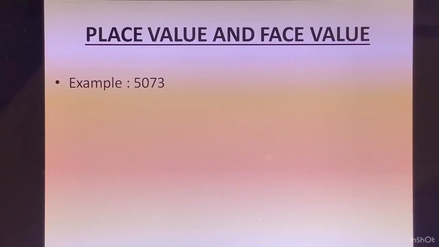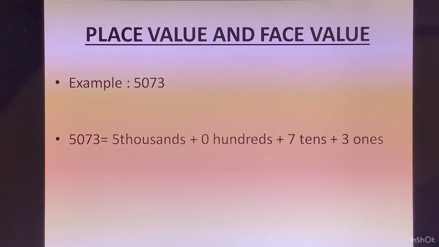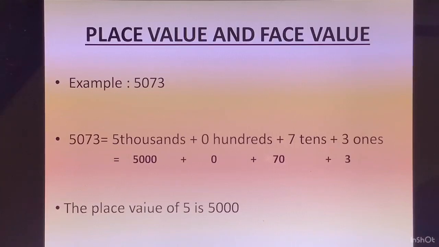Example 5073. Now we can write it as 5 thousands, 0 hundreds, 7 tens plus 3 ones, which means 5000 plus 0 plus 70, 7 tens is 70 plus 3. The place value of 5 is 5000 and the face value of 5 is 5.